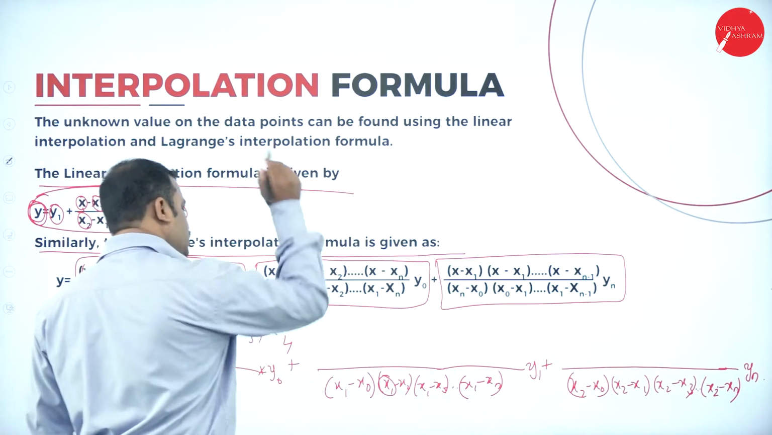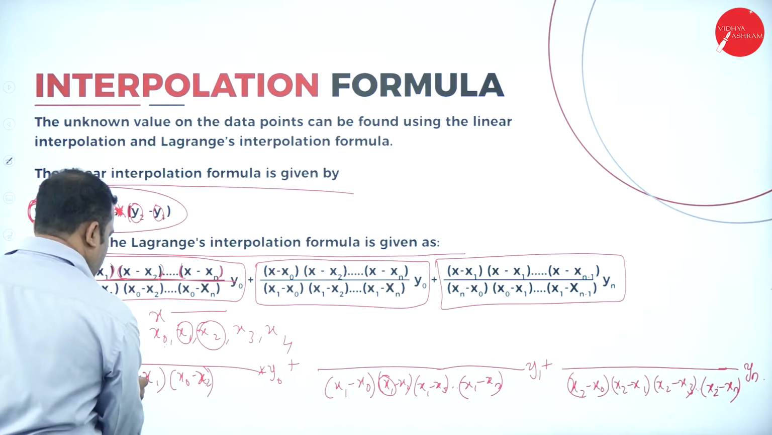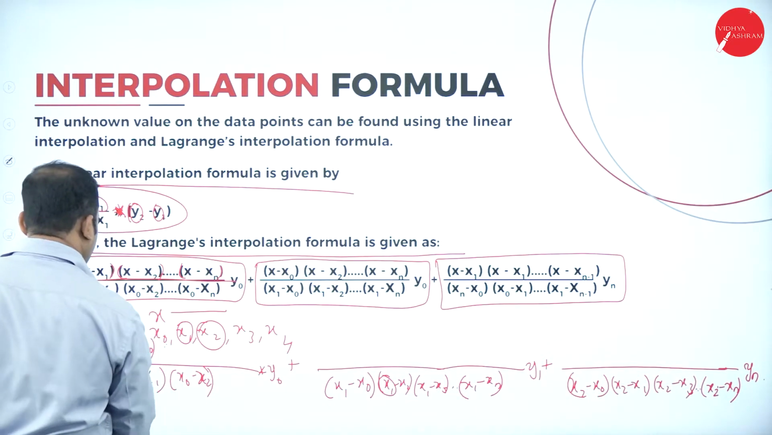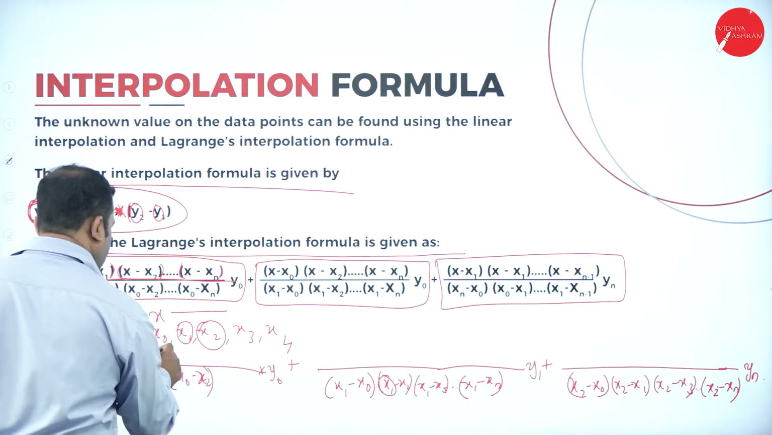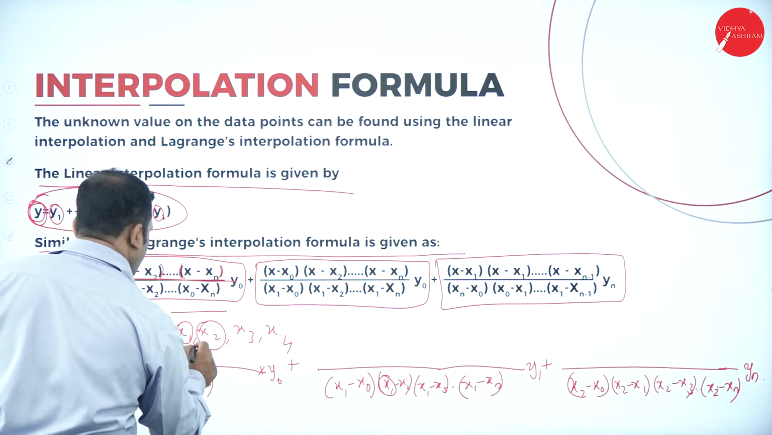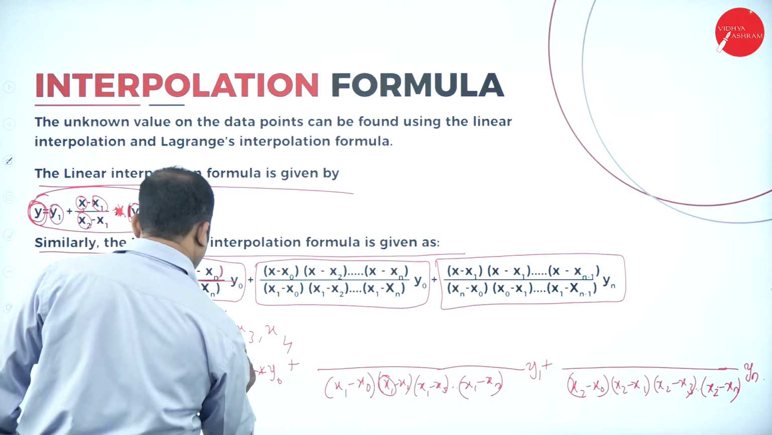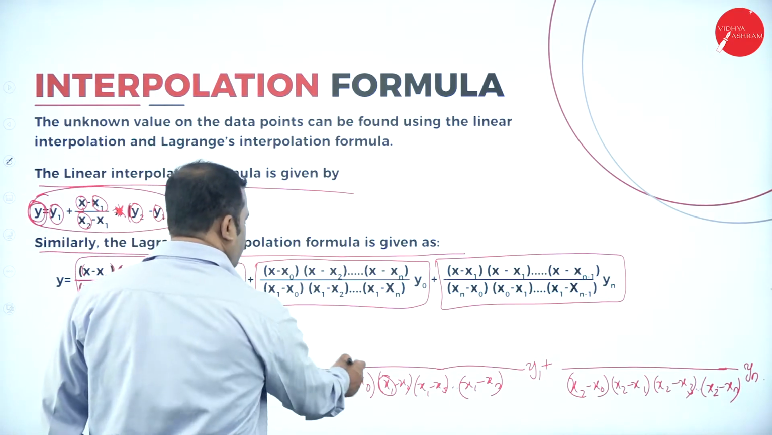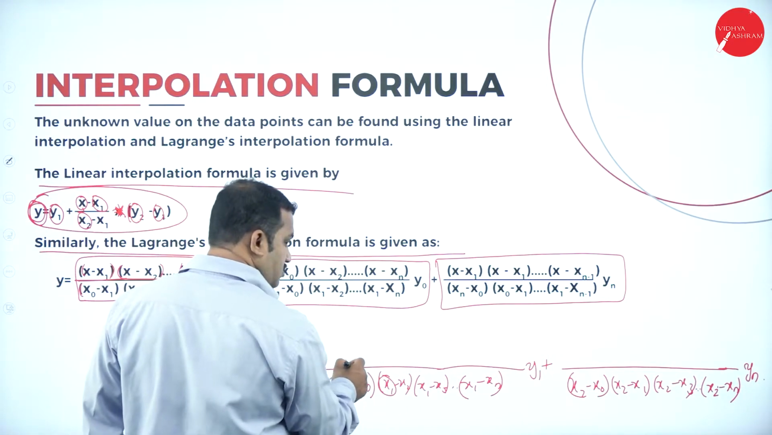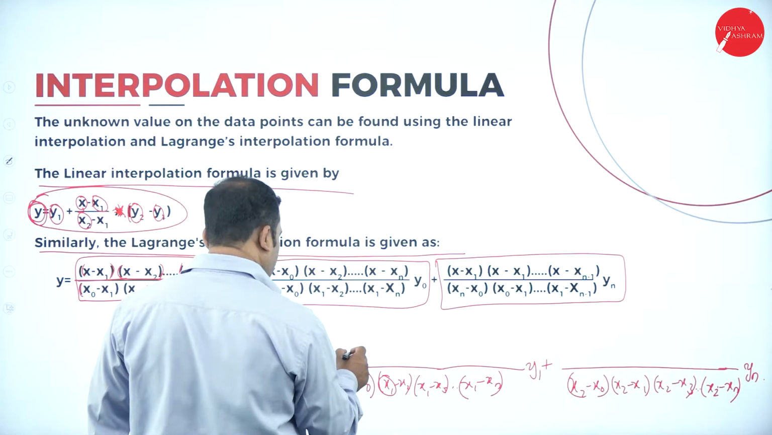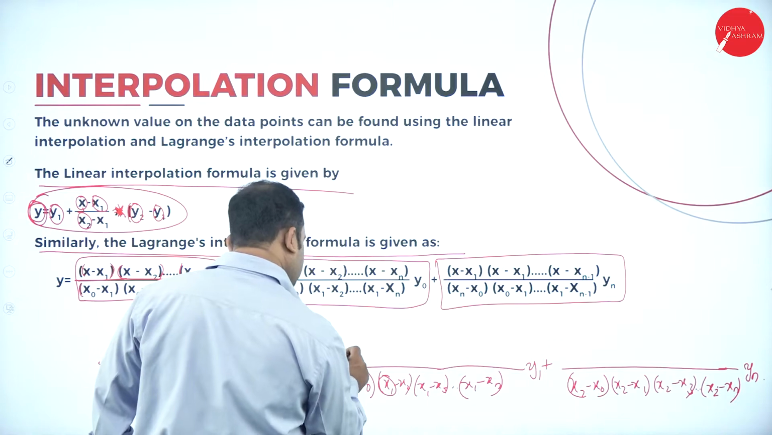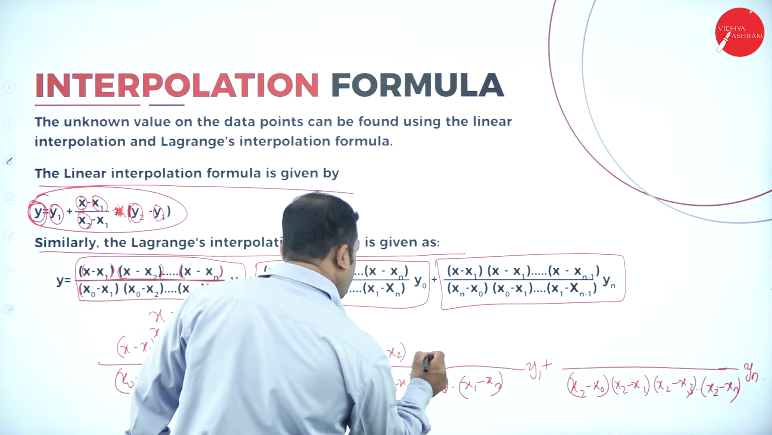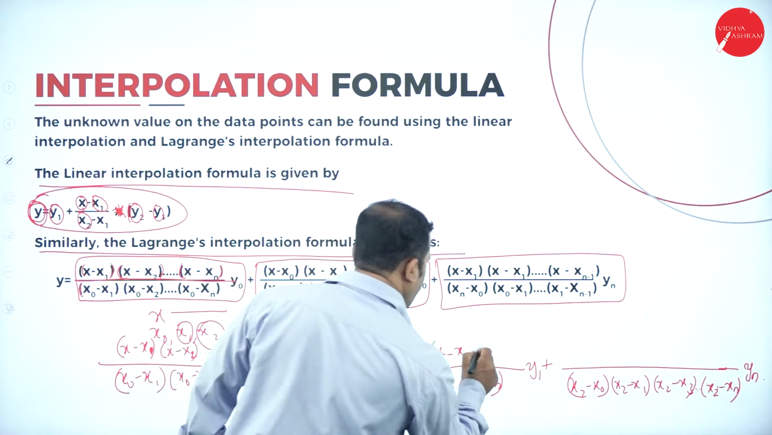If that is the case, what does the numerator contain? I have the first term here, x0. So x is the value I am going to consider here: x minus x0, I have to leave that x0, then x minus x1, so on up to x minus xn. For the next term, x1, I have to leave x1: x minus x0, x minus x2, so on up to x minus xn.